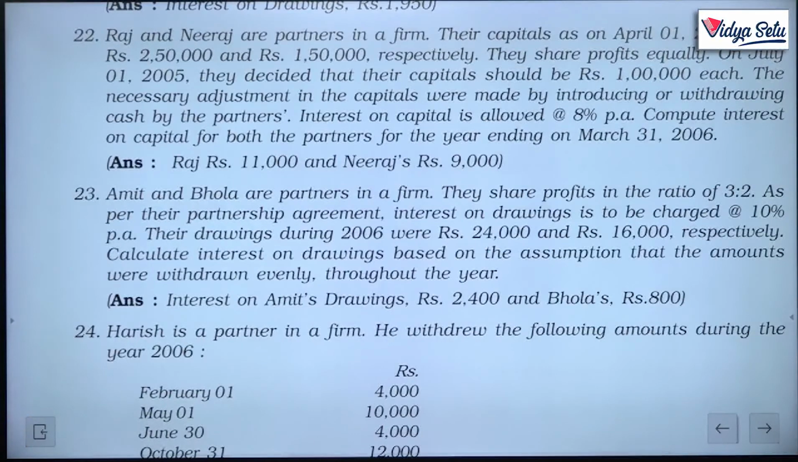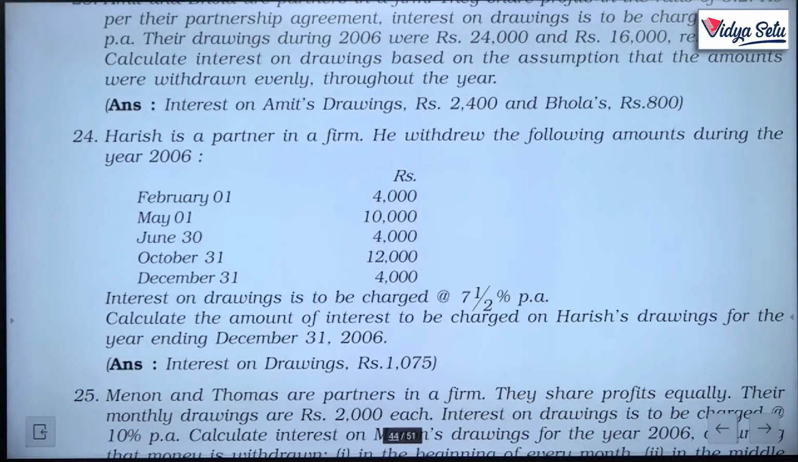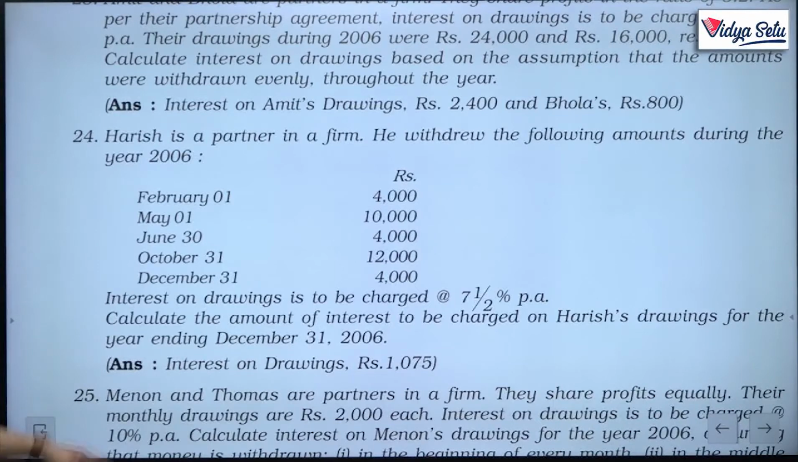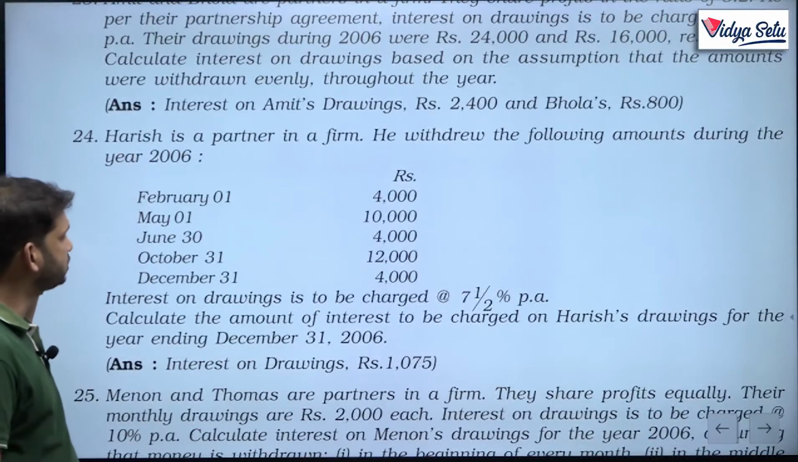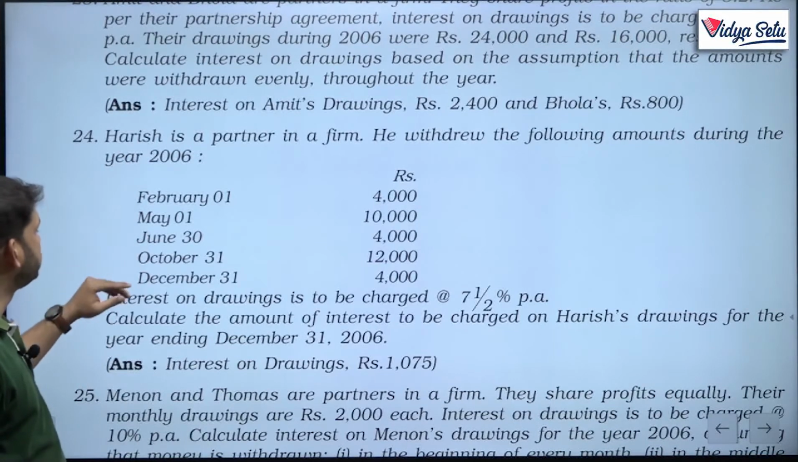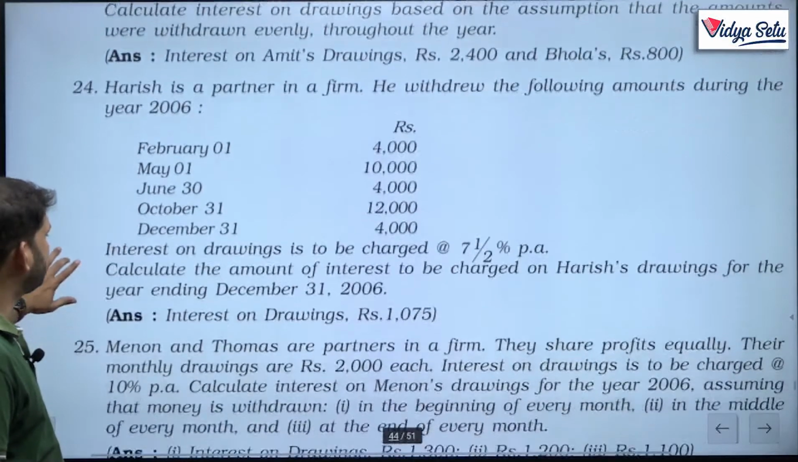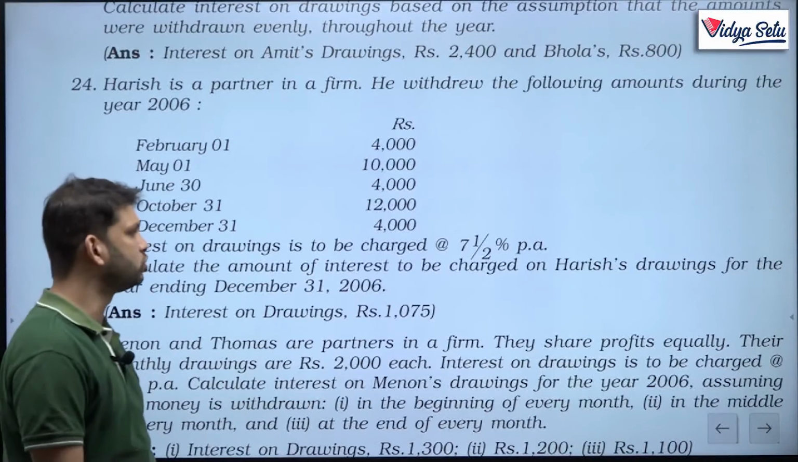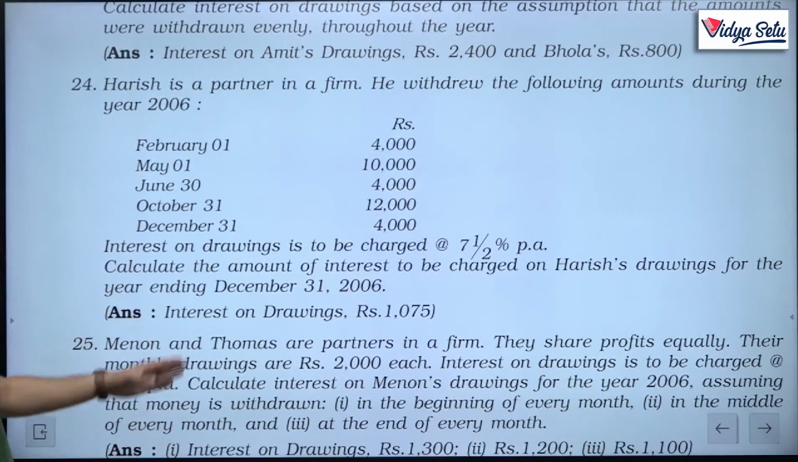Now, we are doing question number 24. Harish is a partner in a firm. He withdrew the following amounts during the year 2006. Different amounts, different dates. So, February 1, May 1, June 30th, October 31st and December 31. Interest on drawings is to be charged at 7.5% per annum. Calculate the amount of interest to be charged on Harish's drawings for the year ending. Now, the year ends on 31st December. Do remember. So, let us do it.